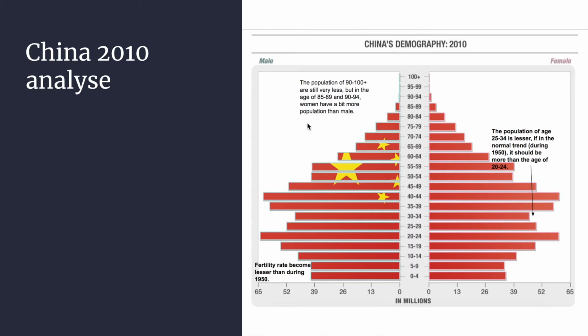In 2010, people are living longer. Before that, it was only 80 plus, but now here it is 100 plus. The age groups that have the most population are 20 to 24 here, which are young adults, and 35 to 44 here. Females have a larger population than men after they grow older. You can see from here.